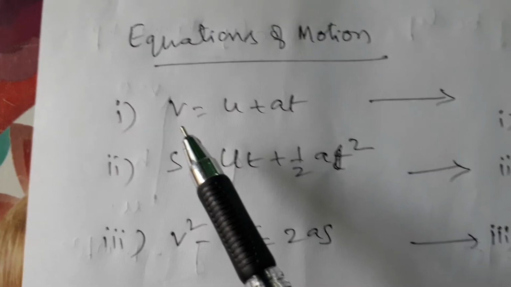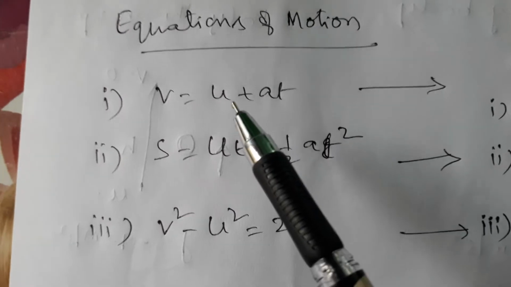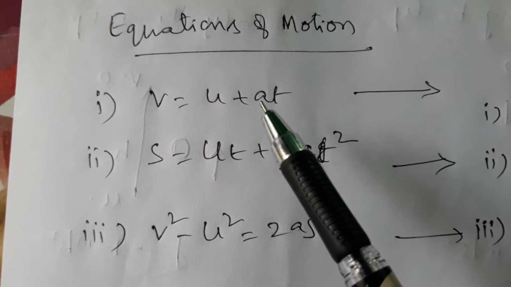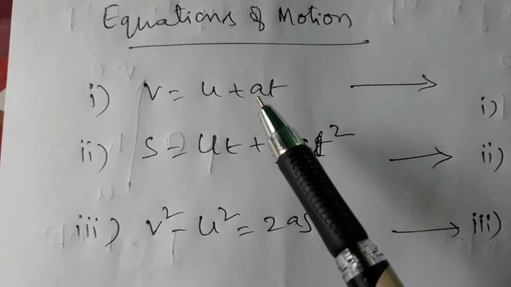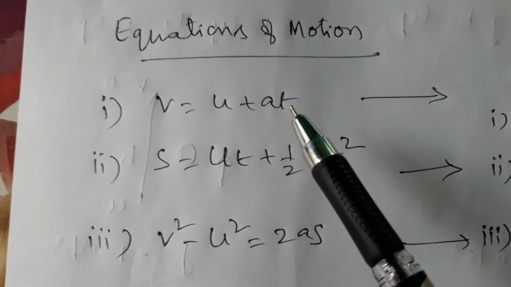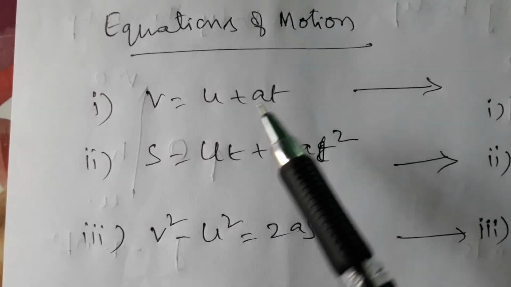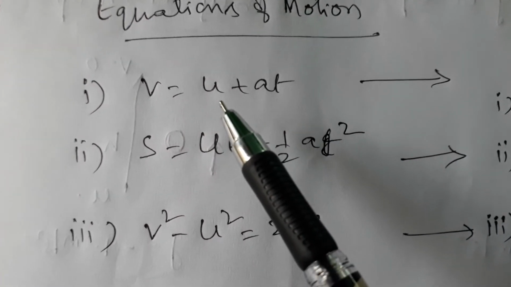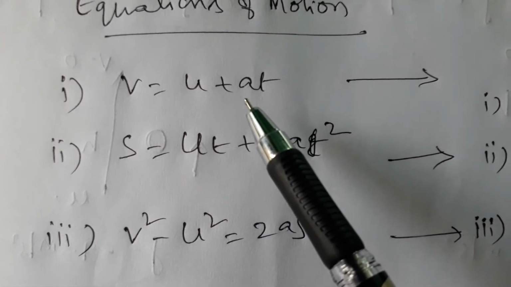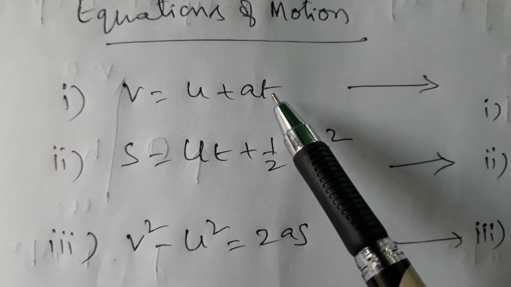Here V is final velocity, U is beginning velocity, that is initial velocity, and A is acceleration of the moving body. Here acceleration means what? Change of velocity per time. T is the time taken to travel the distance. So A means change of velocity with respect to time, and T is the time taken for travel.